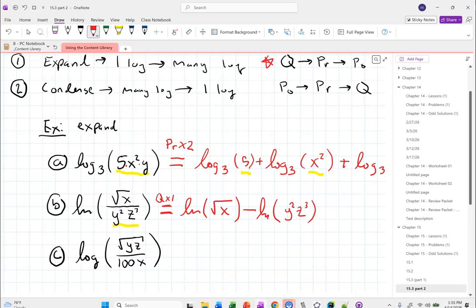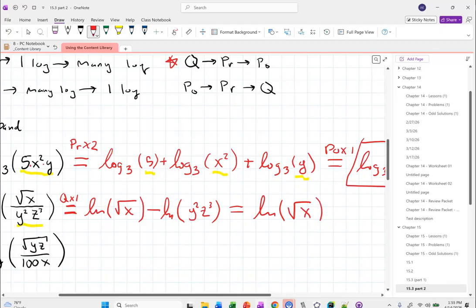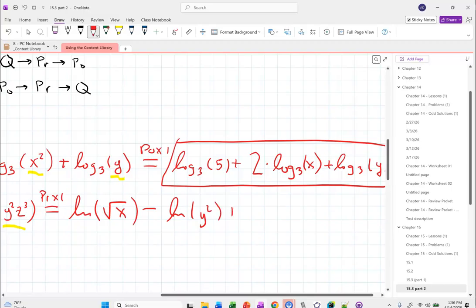Okay. The next thing I look for is which property? Product. If I look at log of square root x, is there a product property there? Is there anything multiplied? No. So there's nothing to do there, so I'll just recopy that logarithm. Then I'll look at log of y squared z cubed. Is there a product property there? Yes. So we do have one product property. So we'll do that product property.